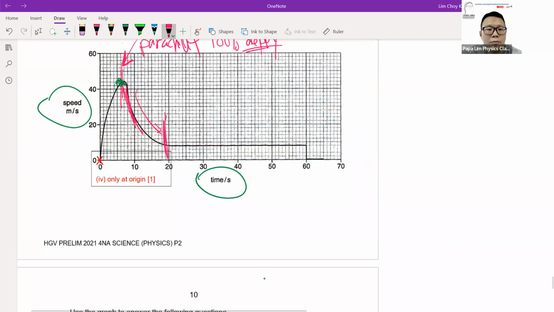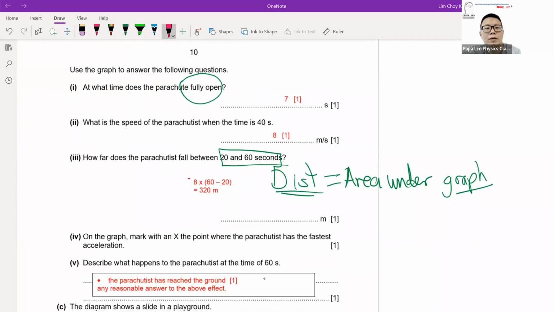20 to 60 seconds, if you look at the graph, is from here to here. It is a simple rectangle. So the formula will be length times breadth. Okay. So that will be the area of the square or rectangle, sorry. It will be 320 meters.